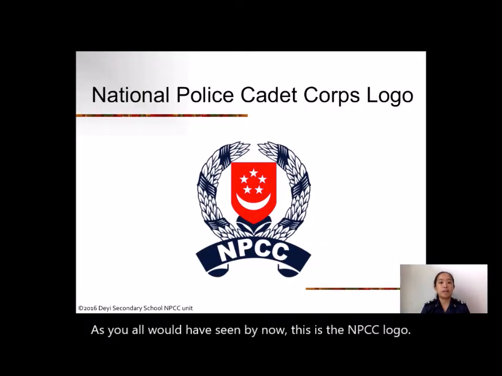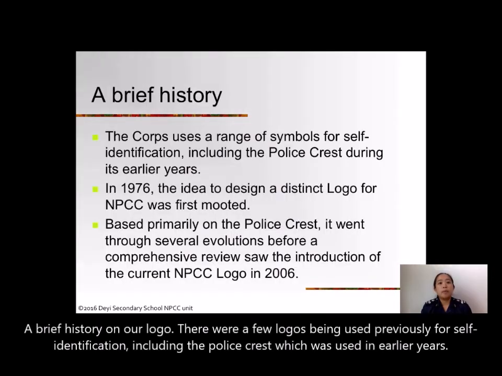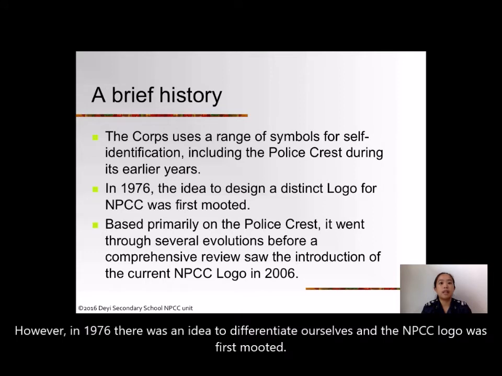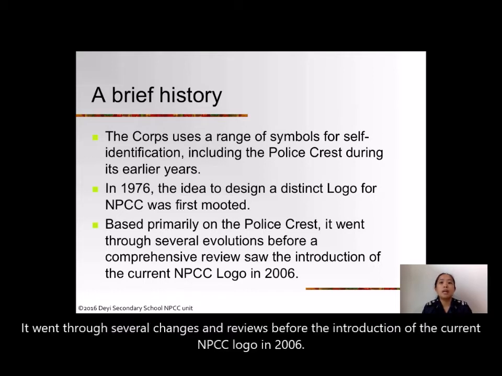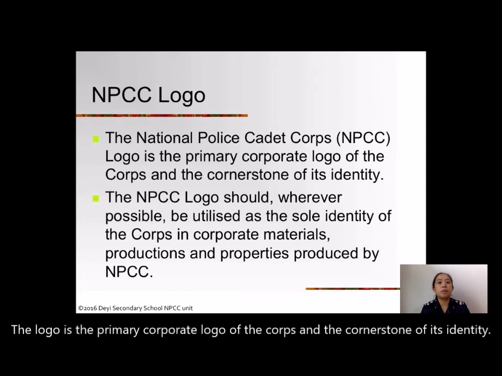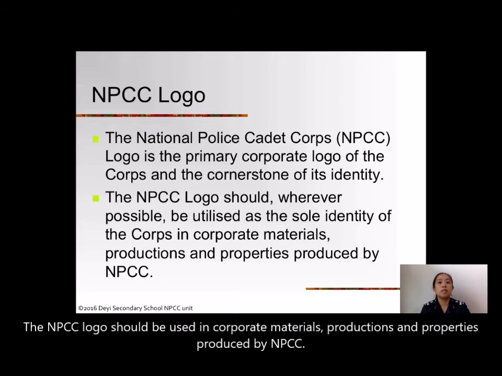As you all would have seen by now, this is the MPCC logo. A brief history on our logo. There were a few logos being used previously for self-identification, including the police crest, which was used in earlier years. However, in 1926, there was an idea to differentiate ourselves, and the MPCC logo was first molded. It went through several changes and reviews before the introduction of the current MPCC logo in 2006. The logo is the primary corporate logo of the core and the cornerstones of its identity. The MPCC logo should be used in corporate materials, productions, and properties produced by MPCC.